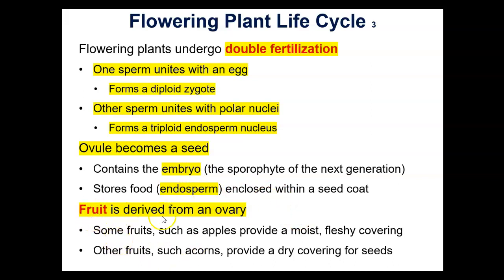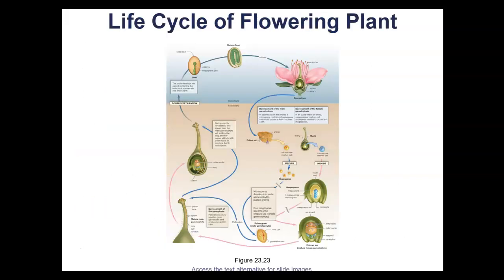And again, fruit is derived from the ovary. When the ovary is ripe, that means the fruit is ripe. This shows you the life cycle of the flowering plant. The main thing with the flowering plant is to understand double fertilization.